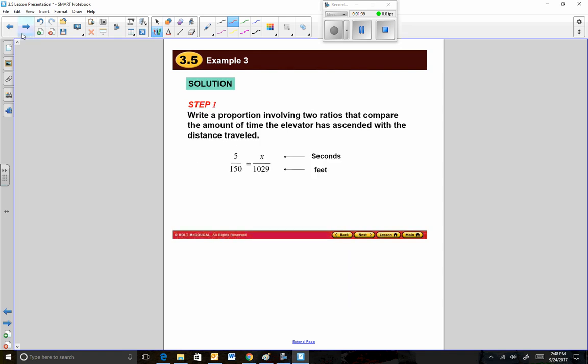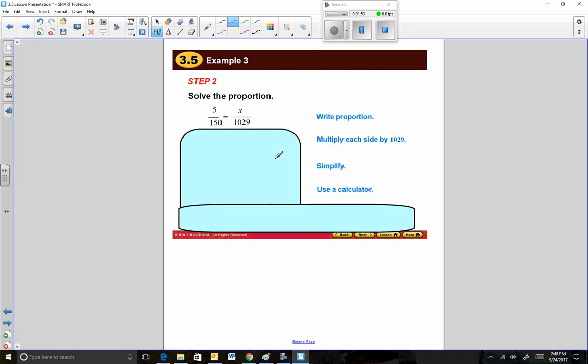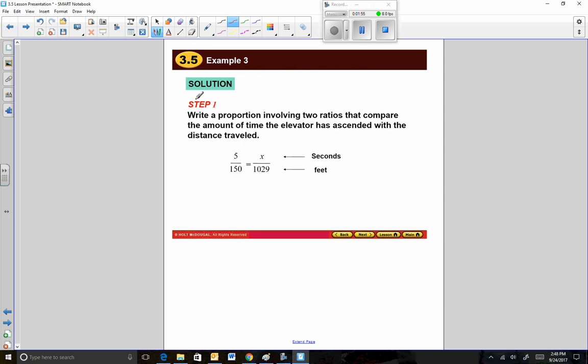Let's take a look at that. All right, notice they wrote theirs a different way. Does it really matter if we have the exact same numbers? Let's go back to screen. I have 150 feet and 1,029 feet on the top, 5 seconds and x on the bottom. If you look at what they wrote, you notice that it's exactly the same, just everything is flipped. It will give you the same answer.